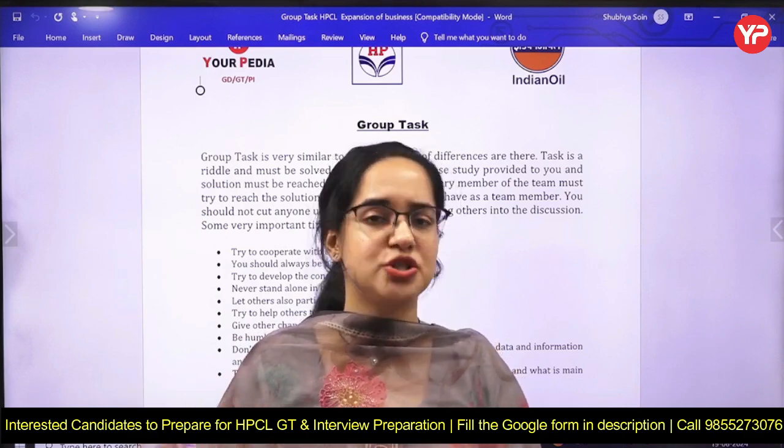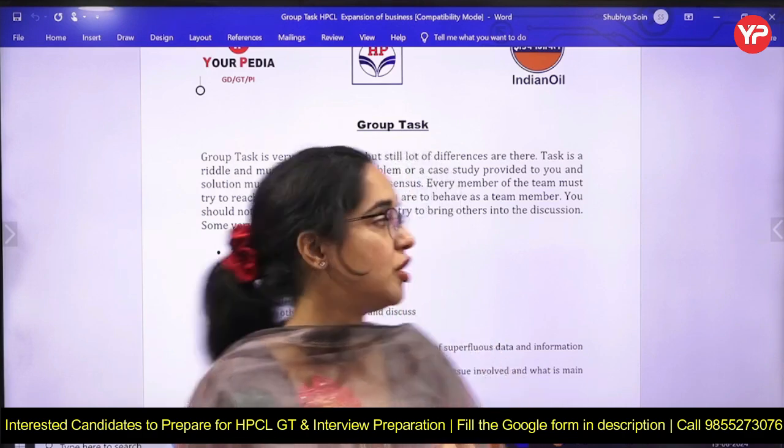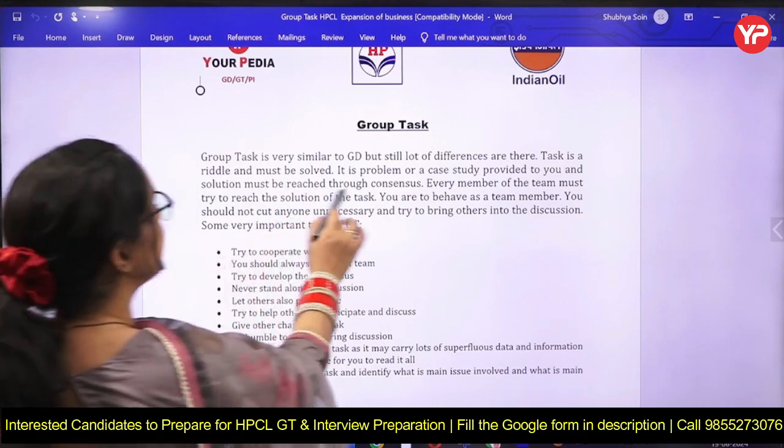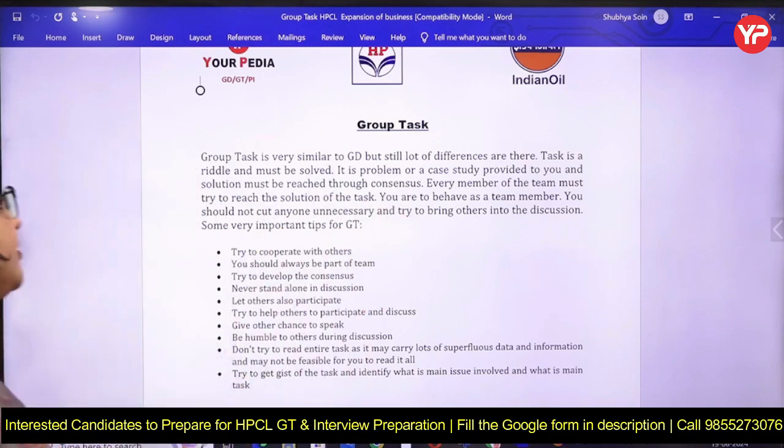So there are different situations, different riddles on which a group task is formulated for you, and a solution must be reached through consensus. Now this is a word you need to highlight, because it's through consensus. Every member of the team must try to reach the solution of the task. You have to behave as a team member, and you should not cut anyone unnecessarily and should try to bring others into the discussion.